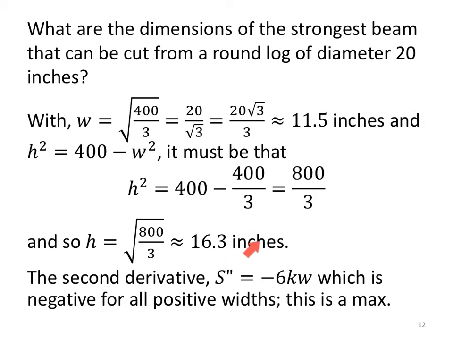Now, is this a maximum? Is this a minimum? Is it strong? Is it weak? What's going on? The second derivative is negative 6KW, which is negative for all positive widths. And if the second derivative is negative, concave down, I'll have a maximum. So I know this is a maximum. It'll be the strongest beam.